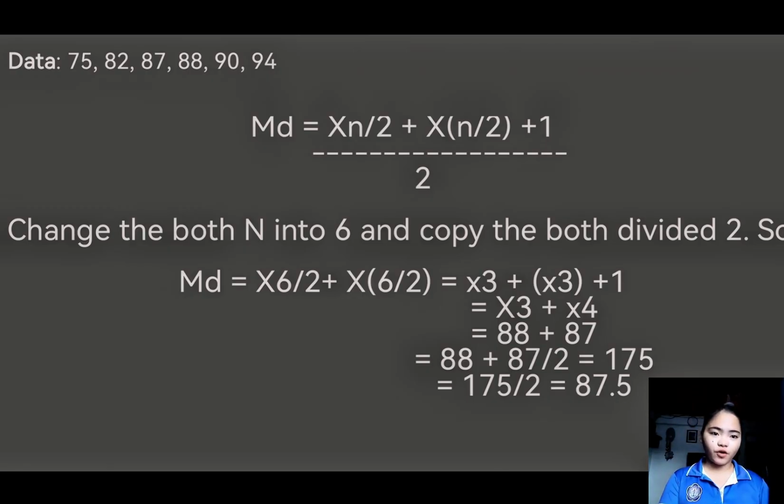We have x3 plus x4. The equivalent of x3 is 87 and x4 is 88. Next we add 87 plus 88, which is 175. Next we divide. 175 divided by 2 is 87.5, and that is our median in the problem.